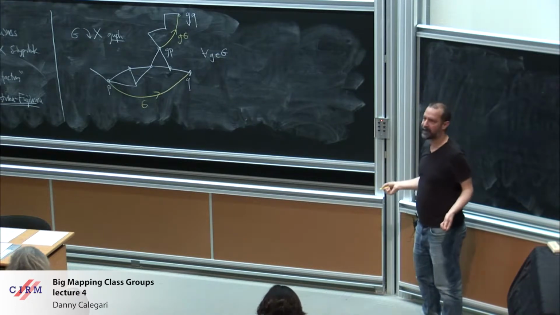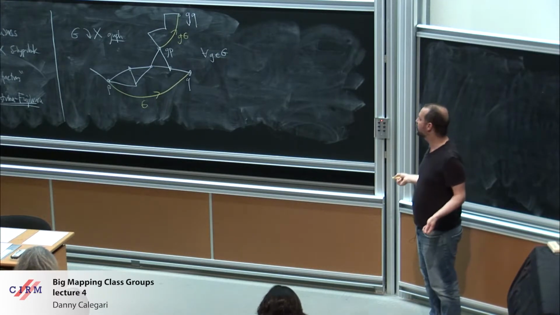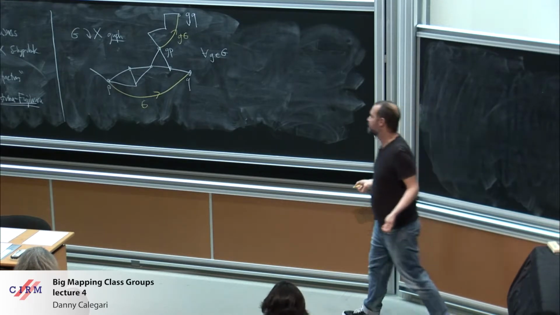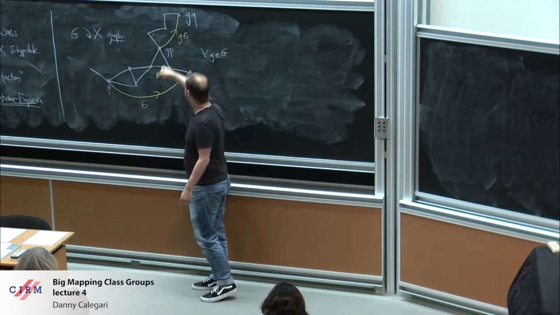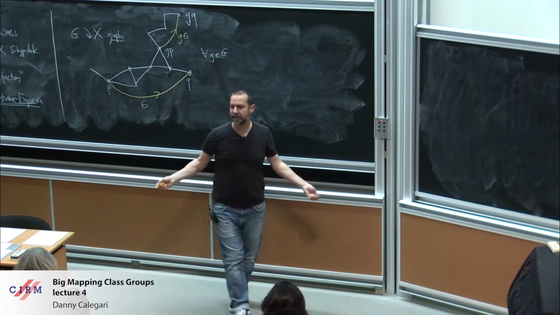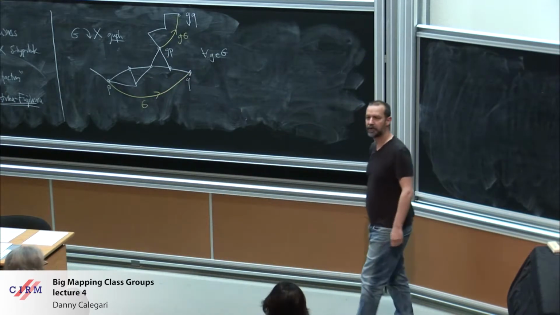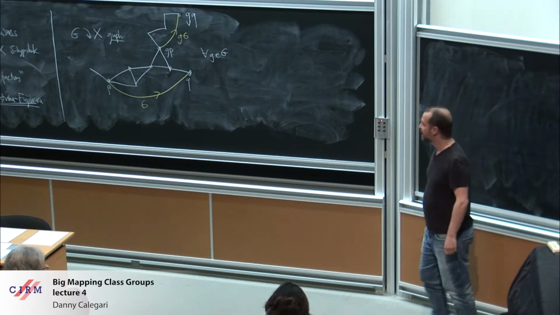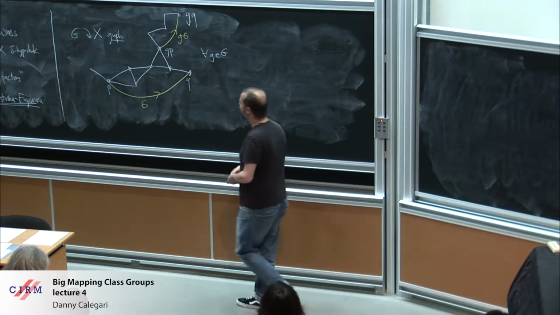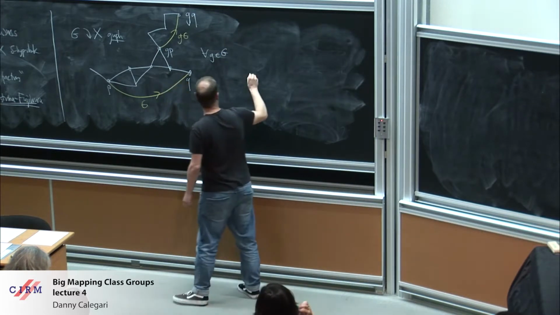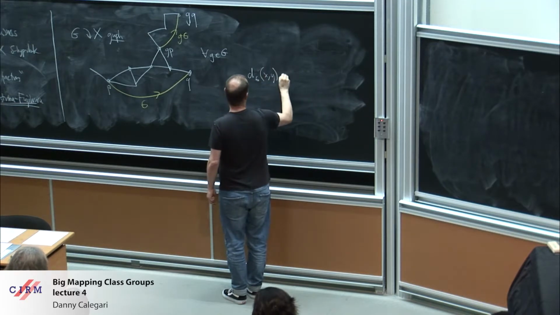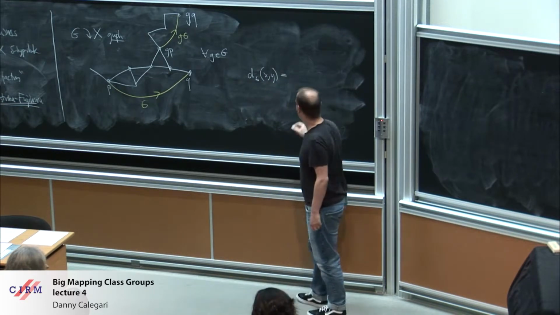I had my old graph X, and I'm building a new graph. The old graph was not directed. The new graph has some edges which are directed. I just added one directed edge, and then transported it around by the action of the group. The old graph X embeds in it. And now I have a quote-unquote distance function. Distance sub sigma from x to y is, well, just the distance in the graph.